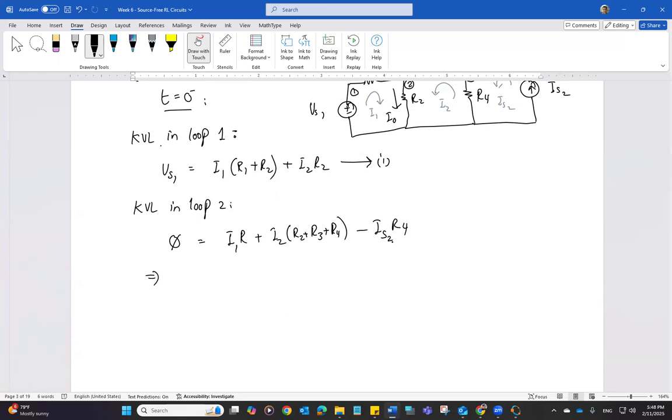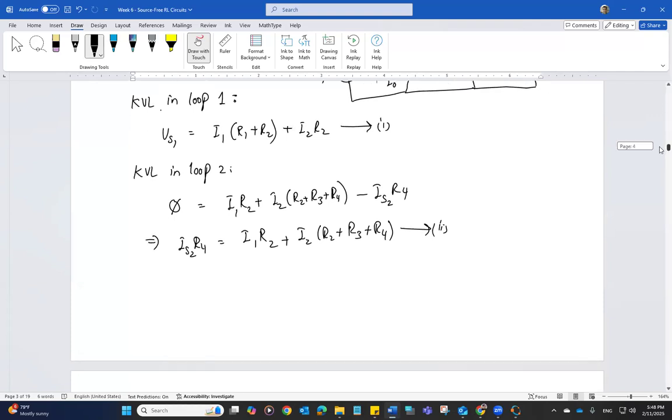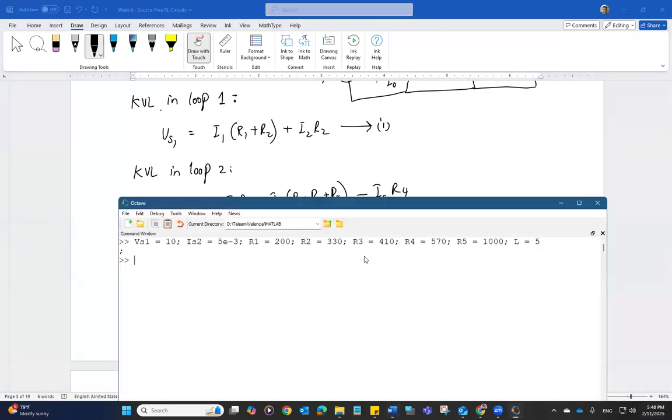We can bring IS2 R4 on this side of the equation. That's a constant value. And the rest on the other side of the equation: I1 R2, plus I2 times R2 plus R3 plus R4. And that's our equation number 2. We can solve these two equations using the matrix inversion method, then find I1 and I2. Let's go ahead and do that.